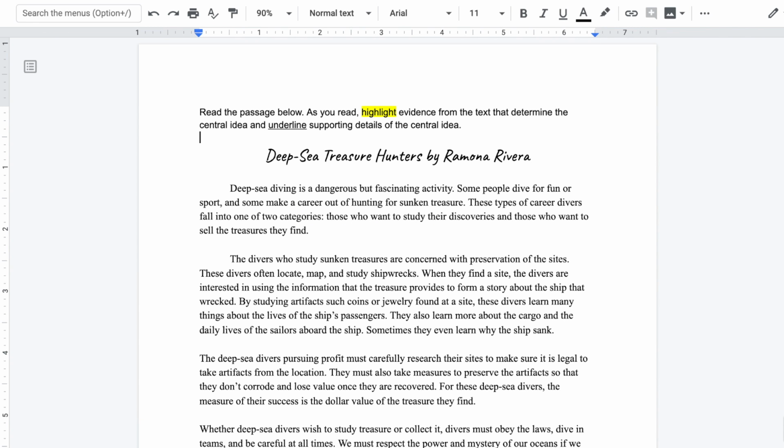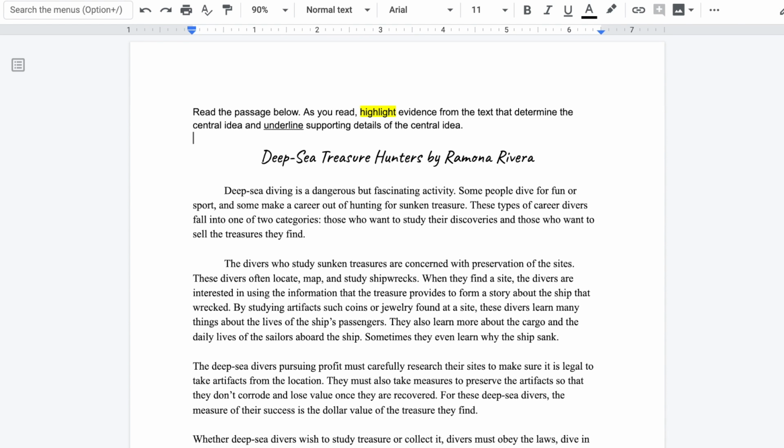Next, we're going to be closely reading this text together. Your assignment for Friday is going to be very similar to this. It's to read a passage and highlight the evidence for a central idea and underline the supporting details that help support that idea. Pay close attention because this is exactly how I want you to do your independent practice for Friday. We're going to be reading Deep Sea Treasure Hunters by Ramona Rivera, and as we're reading, we're going to be highlighting and underlining evidence.